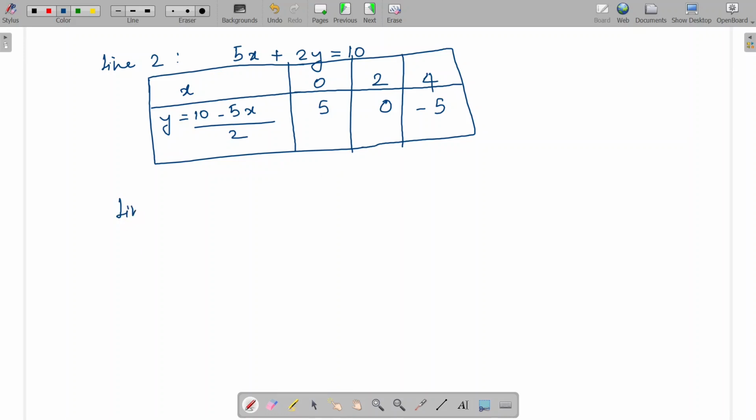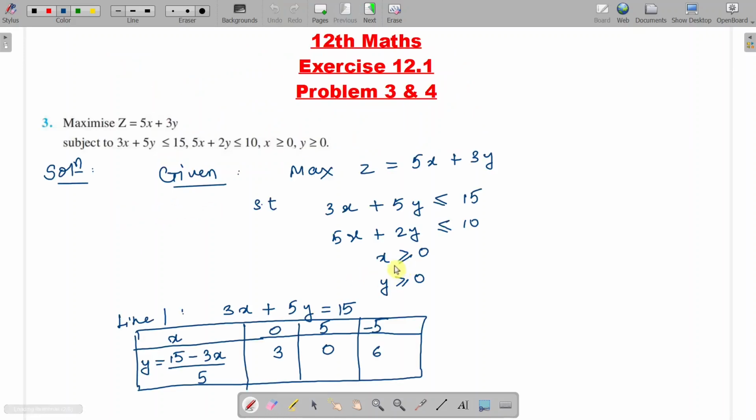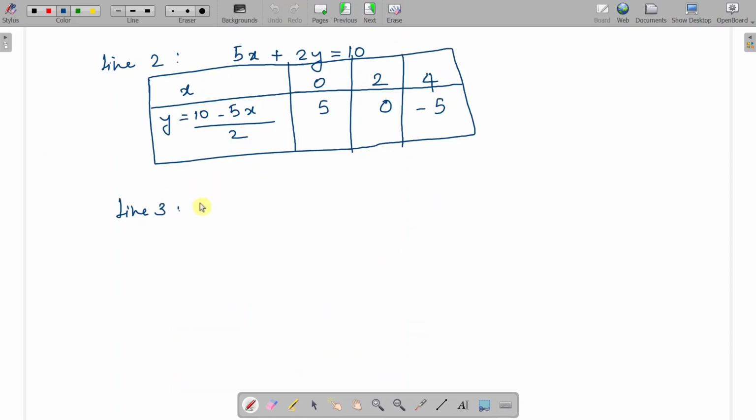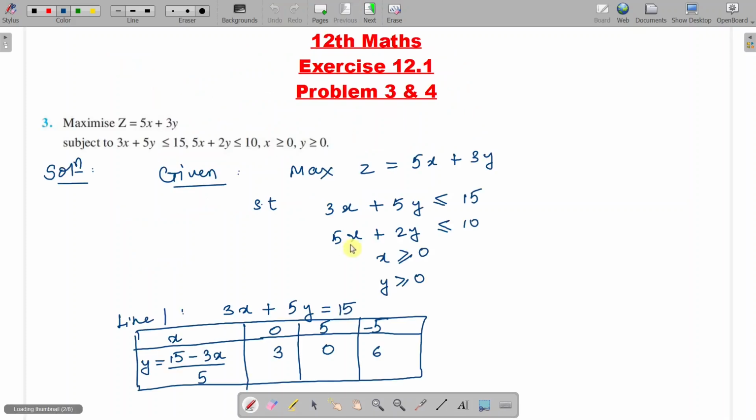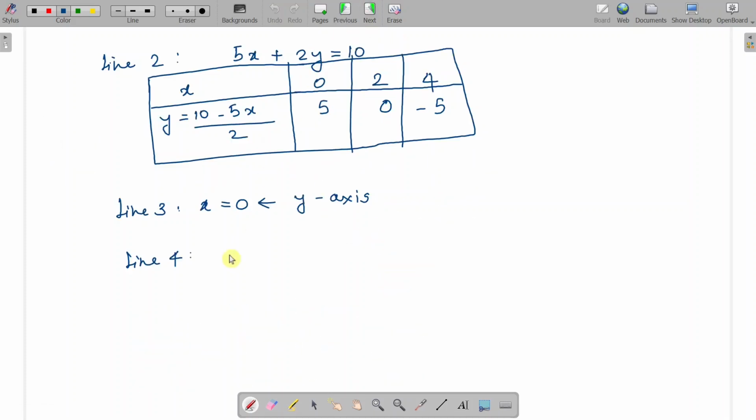Then line 3, if we take, it is corresponding to this inequality, x greater than or equal to 0, so that will be x equal to 0, which is nothing but the y axis, right? Then line 4 will be y equal to 0, so that is nothing but the x axis, right? Now let us plot the lines.